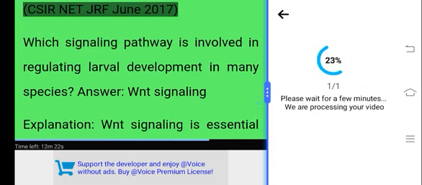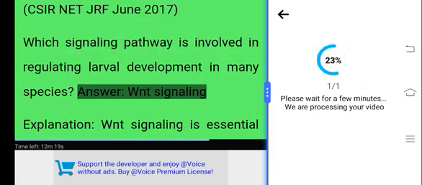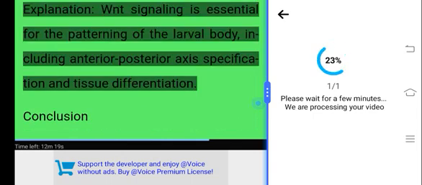CSIR Net JRF June 2017. Which signaling pathway is involved in regulating larval development in many species? Answer: WNT signaling. Explanation: WNT signaling is essential for the patterning of the larval body, including anterior-posterior axis specification and tissue differentiation.